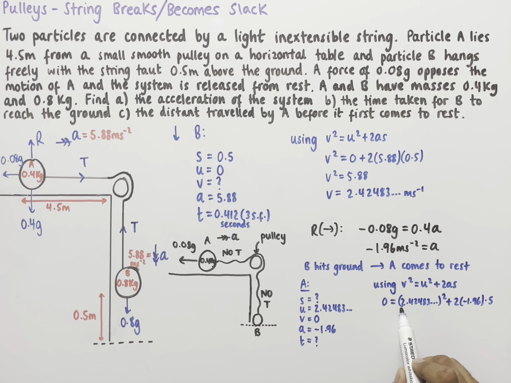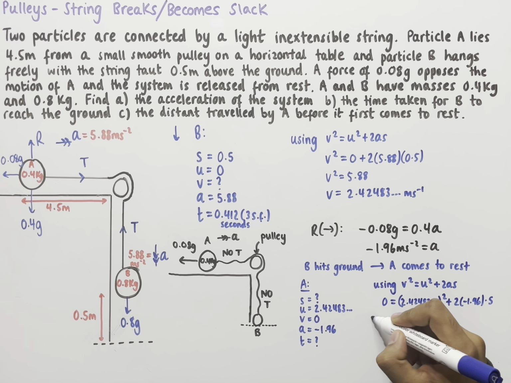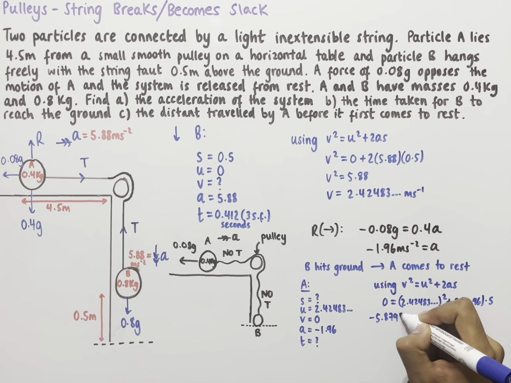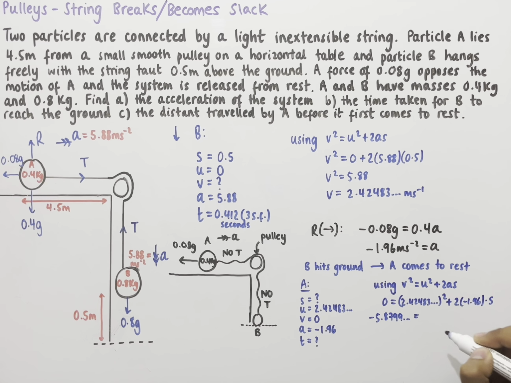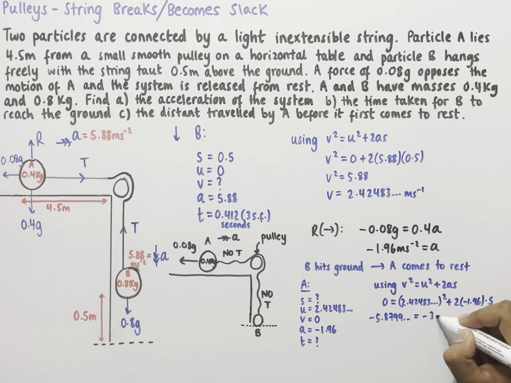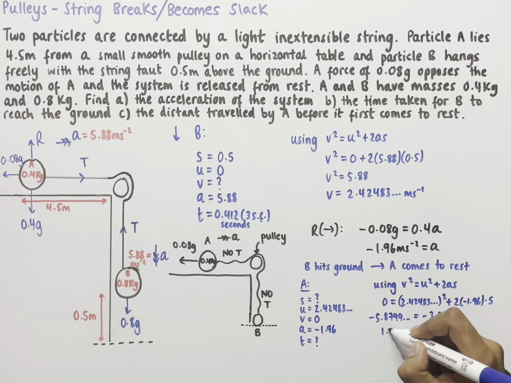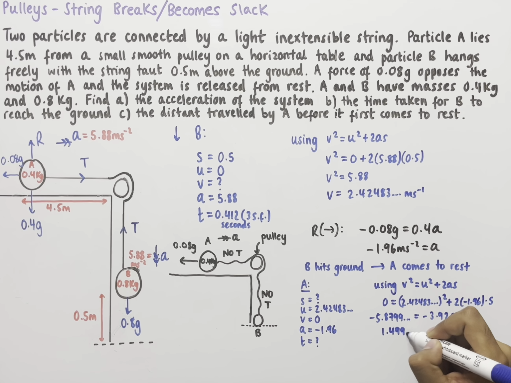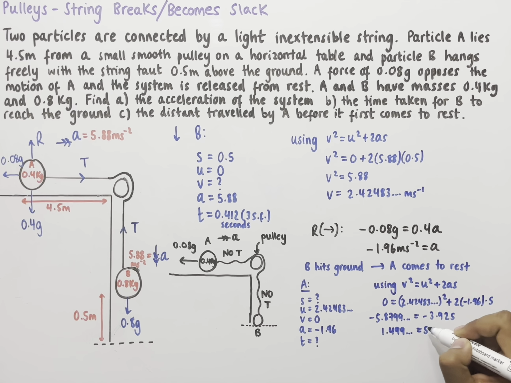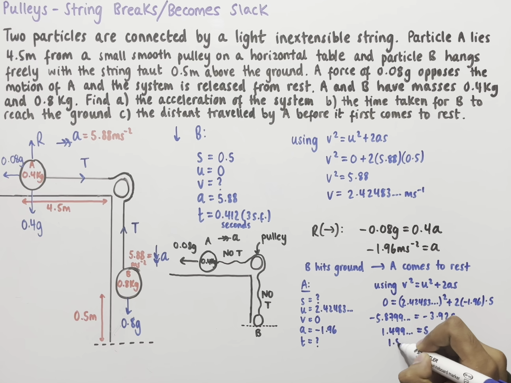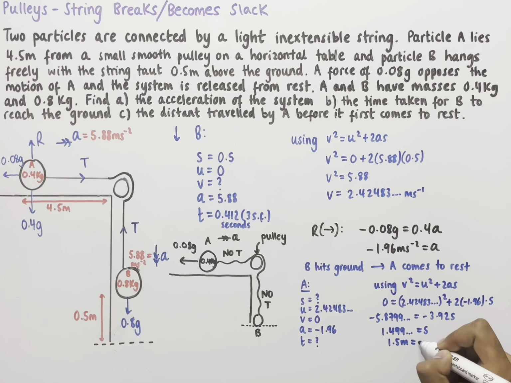If we now square this value and then take this away from both sides, we end up with minus 5.8799 and so on, which equals minus 3.92s. And now dividing both sides by minus 3.92, we end up with 1.499 and so on for s. And so rounding this to two significant figures, we end up with 1.5 meters, which equals s.